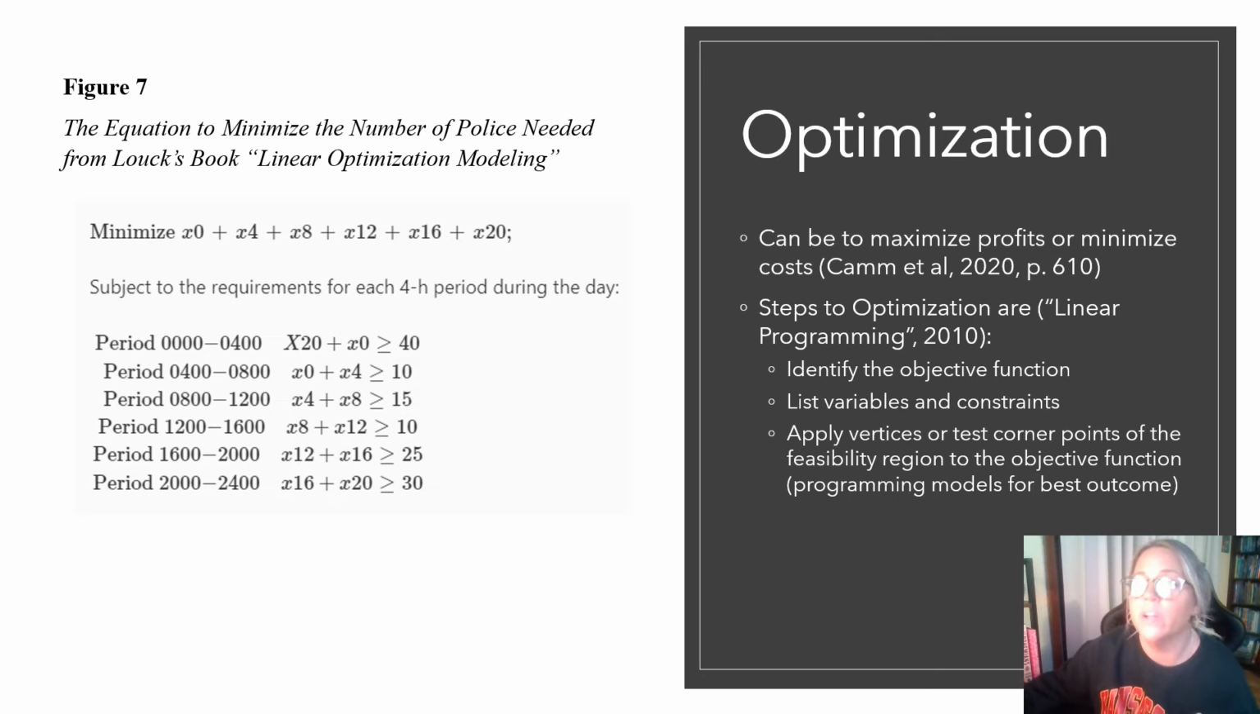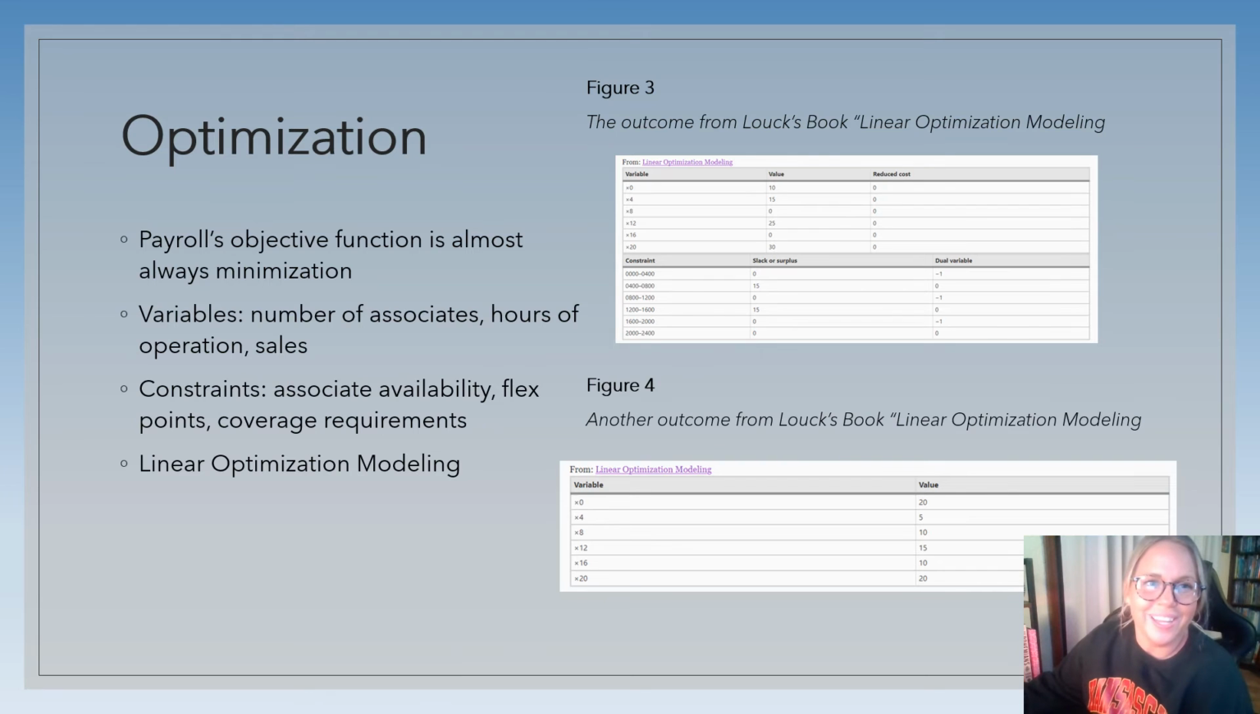So here we're going to look at optimization of payroll, which goes hand in hand with running a retail business in our last example. Here we see the variables and constraints for a schedule. We need 40 people for the first 4 hours, 10 for the next 4 hours, and so on. So looking at these steps in more detail, we know that payroll's objective function is almost always minimization. Some of the most common variables are the number of associates needed, hours of operation, and sales. Common basic constraints are associate availability, flex points, and coverage requirements.